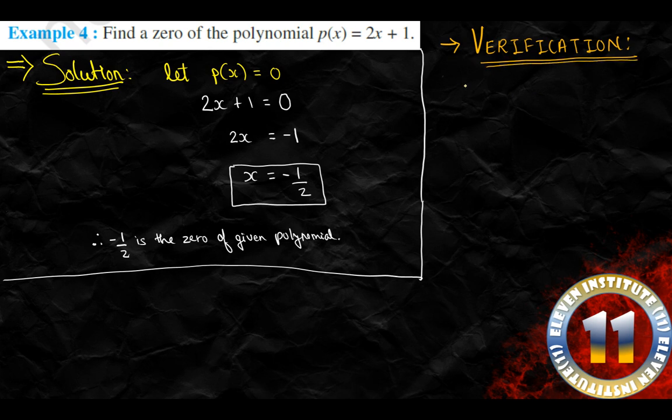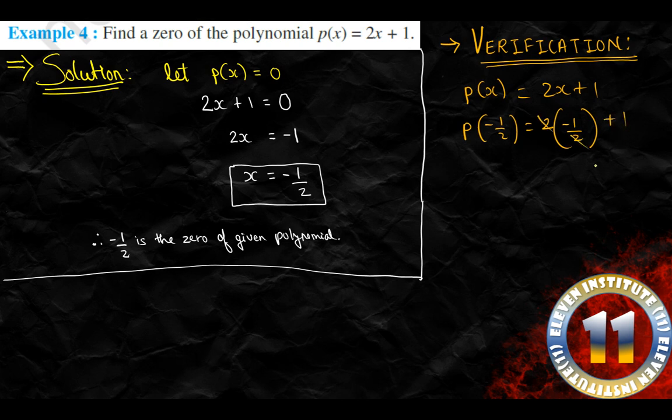So in verification, we have p(x) = 2x + 1. Now what answer did we get? -1/2. That means if I put -1/2 in place of x, the answer should be 0. So let us try this. p of -1/2. This 2 will remain as it is. Instead of x we will write -1/2, and this +1 will be as it is.